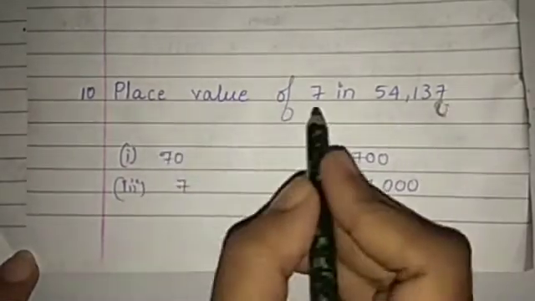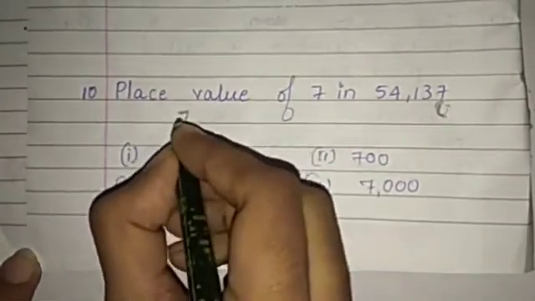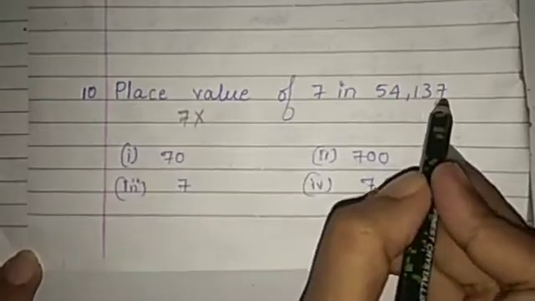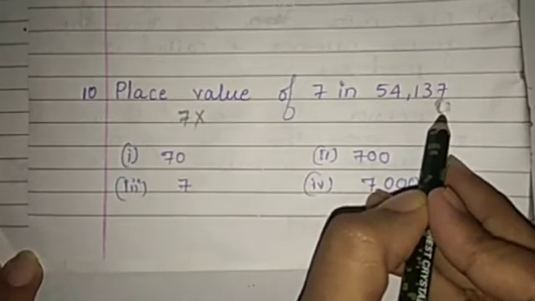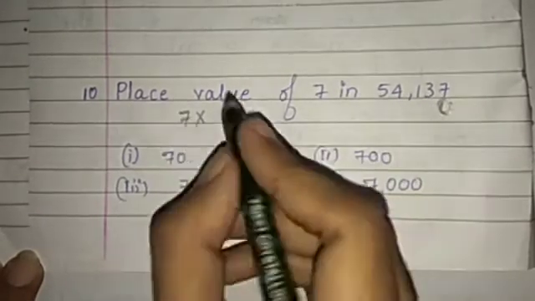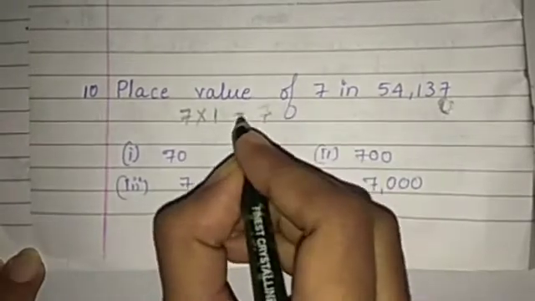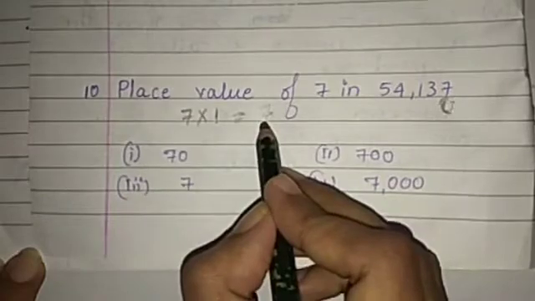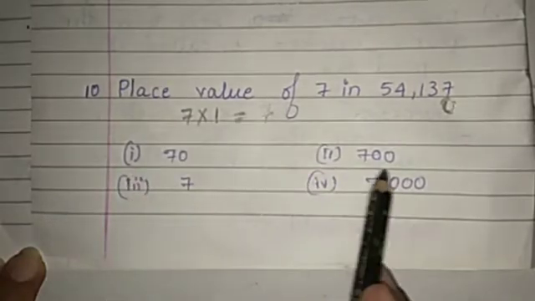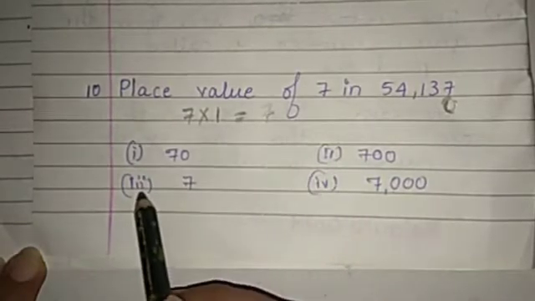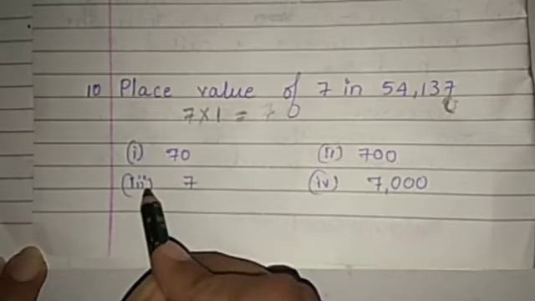So the place value of 7 is 7 multiplied by its position. 7 is in ones place. So 7 multiplied by 1 is equal to 7. So the place value of 7 is 7. Here which option is correct here? Third option is correct. So we have to tick third option.